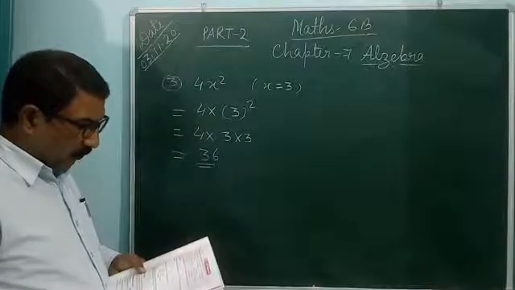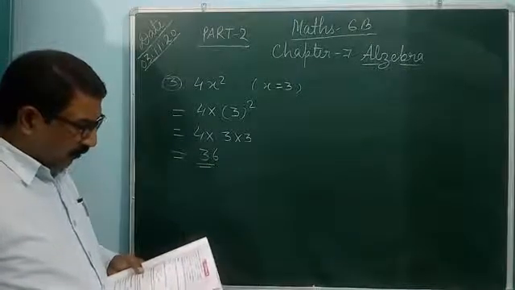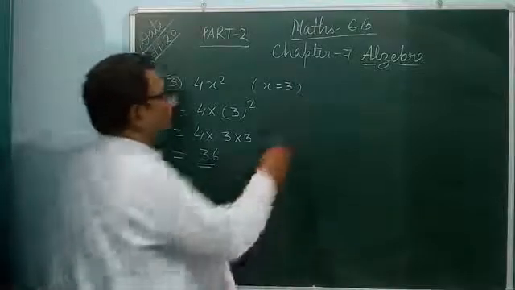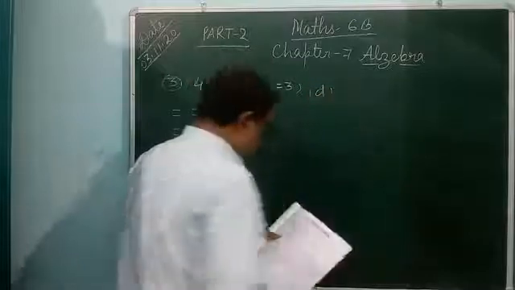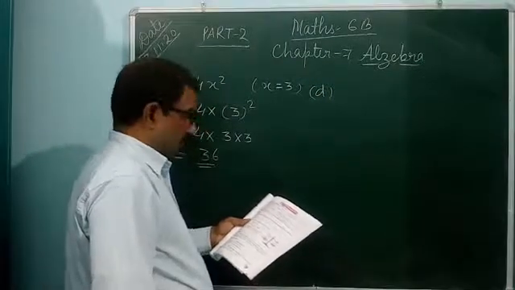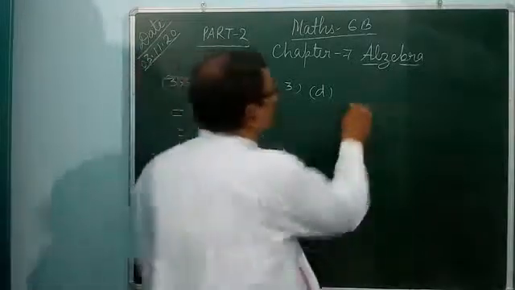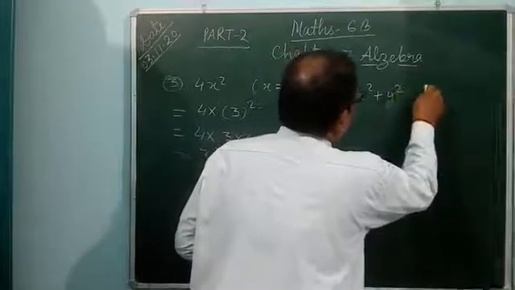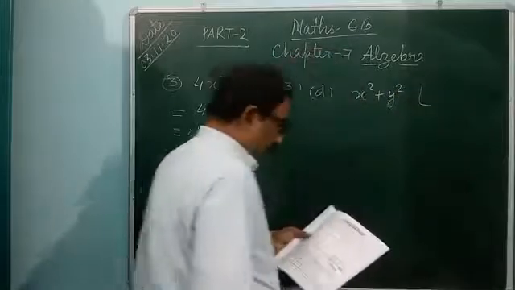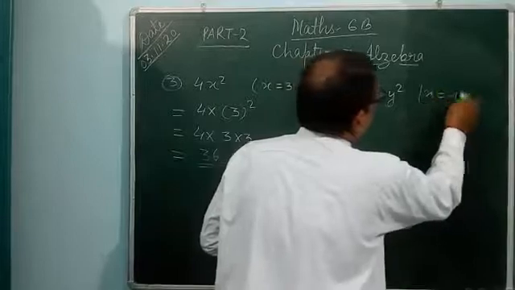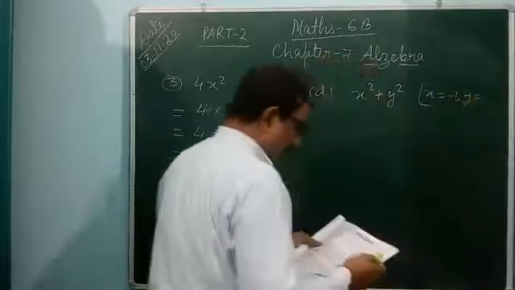After that, you do question number B, question number C, and question number D yourself. Question number D, you see: 3D. x square plus y square, and given x is equal to minus 1 and y is equal to minus 2.